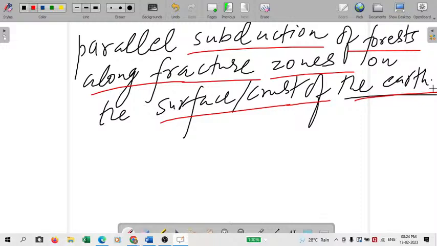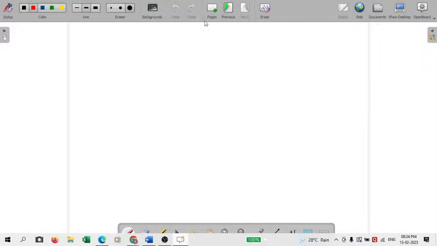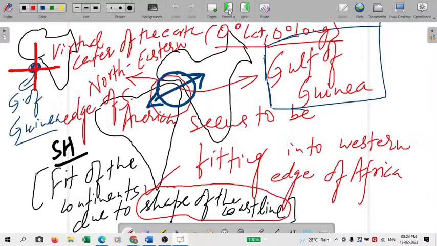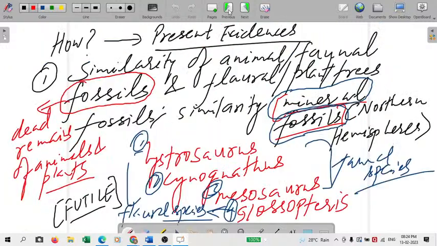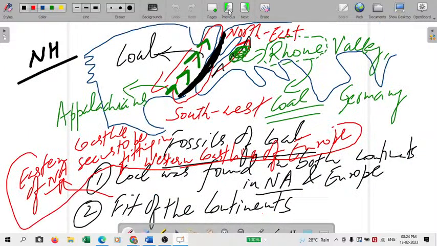Next paragraph. The counter arguments presented by Wegener for the similarity of animal and plant species.